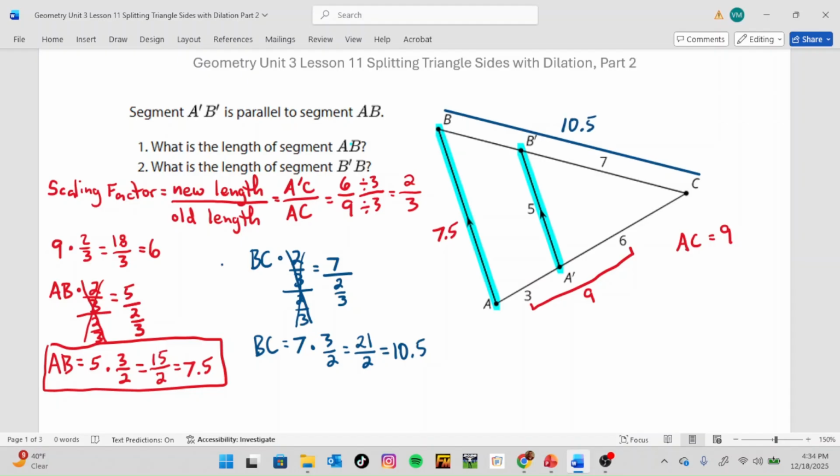But what we want is the little missing piece between B and B prime. So B prime B is going to equal the original length, 10.5, minus the new length of 7, and that's going to be 3.5.